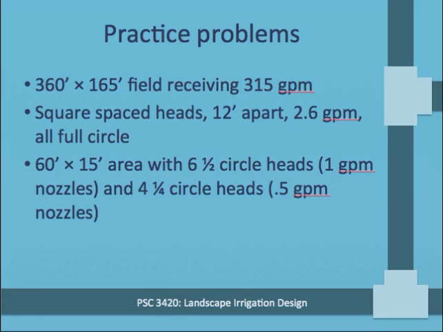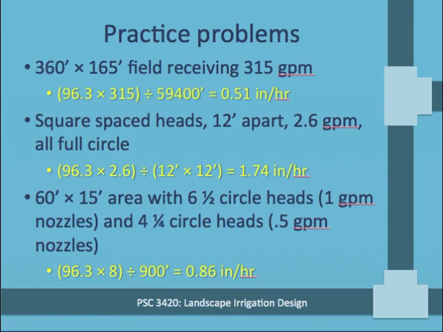In this first case, we are going to consider a field that's receiving 315 gallons per minute, and we happen to know the dimensions of the field. So how would you utilize those formulas? Well, you would take our constant, which is 96.3, times the flow, which is given as 315 GPM, and divide that by the area that is noted above. So this 59,400 is simply 360 times 165. That's where that comes from. And what you end up with is a precipitation rate of 0.51 inches per hour.